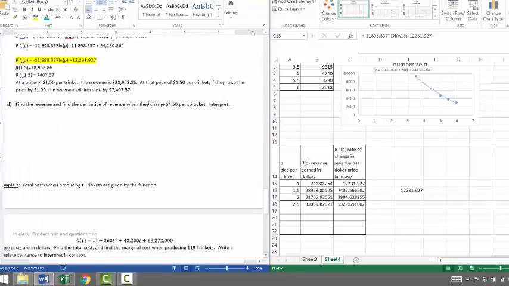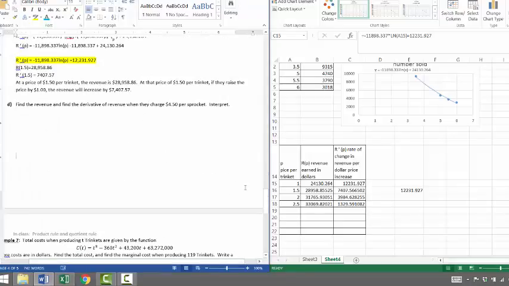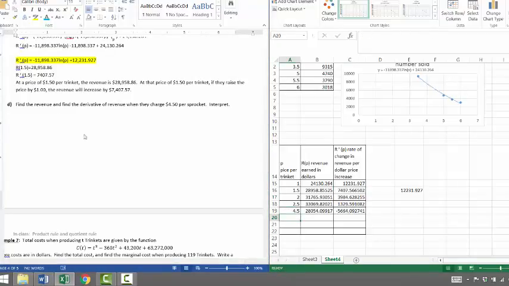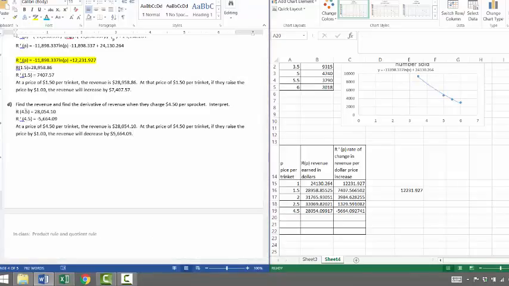It also asks us to do the same thing for a price of $4.50 per trinket. So we see if we add $4.50 to our table, we see R of 4.5 is 28,054.1, so that means at a price of $4.50 per trinket, the revenue is $28,054.10. And at a price of $4.50, if they were to raise the price by $1, the revenue would decrease by $5,664.09.